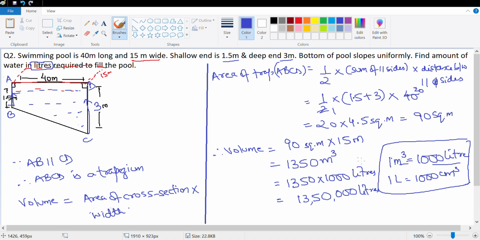A very interesting question. Let's look at this once again. I know the volume would be equal to area of cross section into width. So first I figured out the area of cross section, which is nothing but area of trapezium, and then I use the formula to calculate the volume of water here. Good, let's look at the next question.